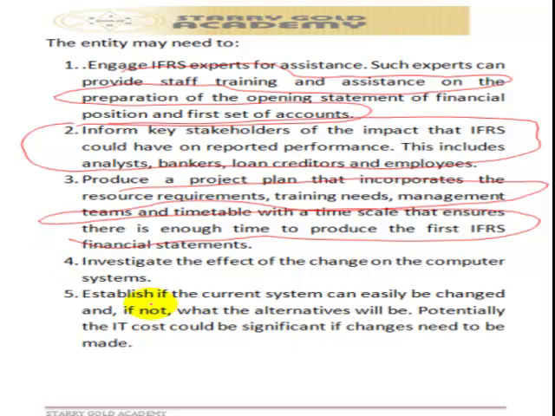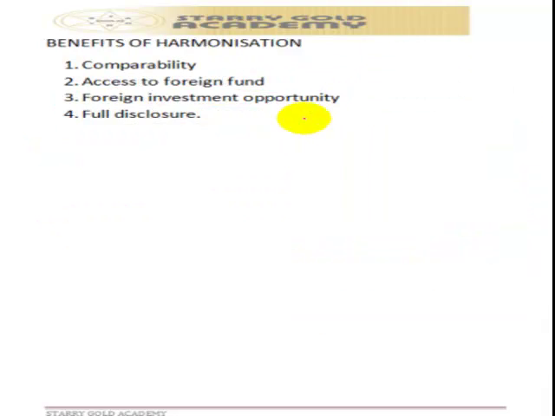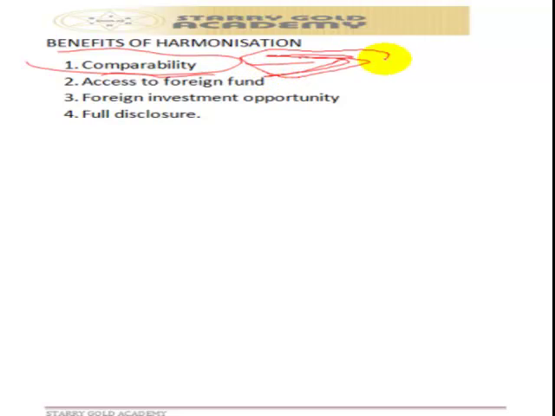And the final note is to establish if the current system can easily be changed, and what the alternative will be, particularly the IT cost. That is, the cost implications of converting to IFRS should be analyzed at this stage. Now, for us to convert to IFRS, what are the benefits? Number one benefit is that it will enhance comparability. That is, the Nigerian company will be able to compare its accounts to any other company in the world.